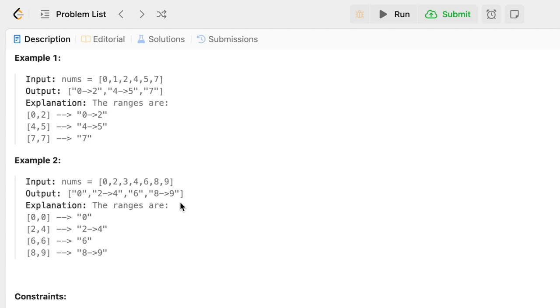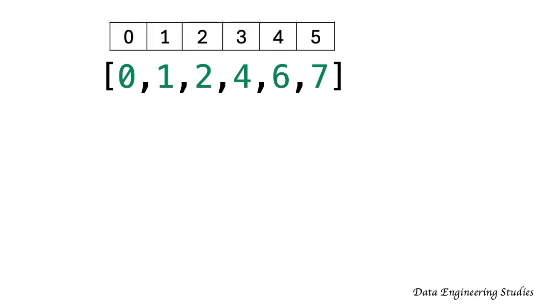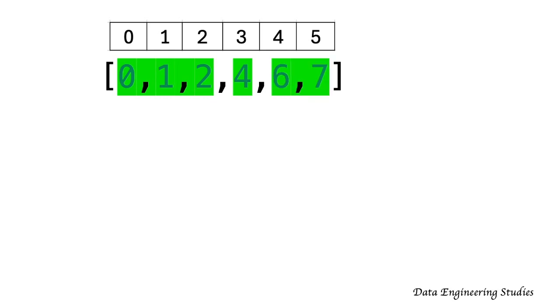Now let's see the implementation. Here is our array which has the values 0, 1, 2, 4, 6 and 7. Here is the index position of our array. This array has three ranges: 0 to 2, number 4, and 6 to 7. First let's assign the start pointer s to the first element. And we are also declaring an empty list for our output.